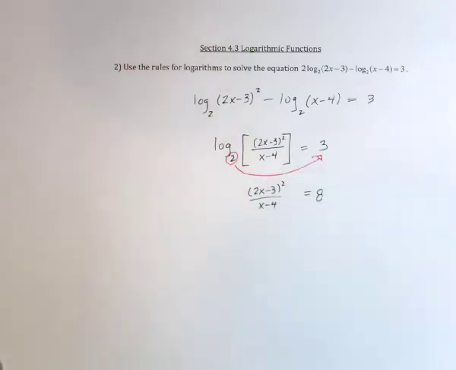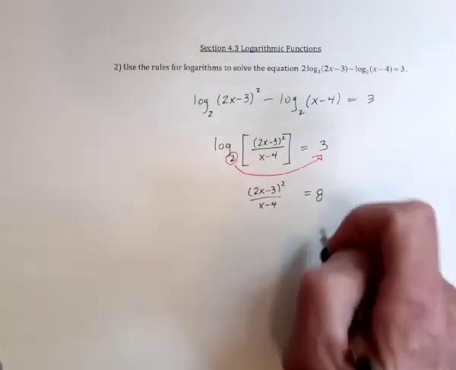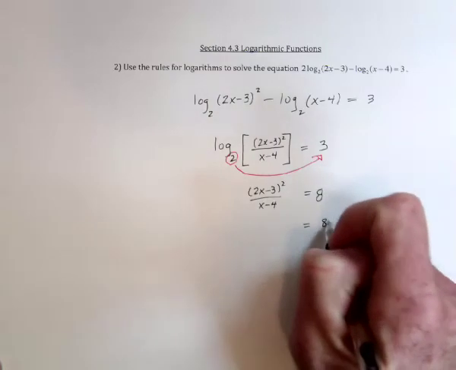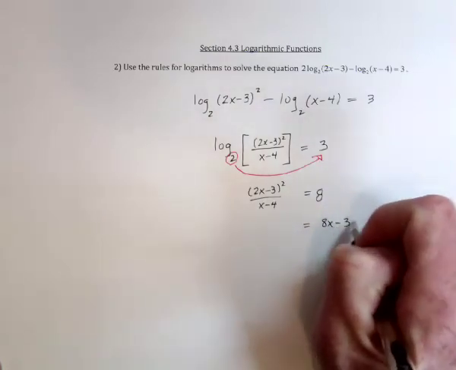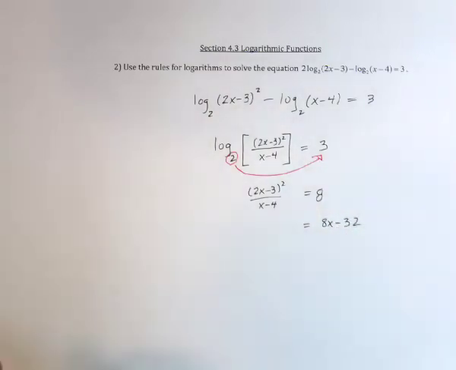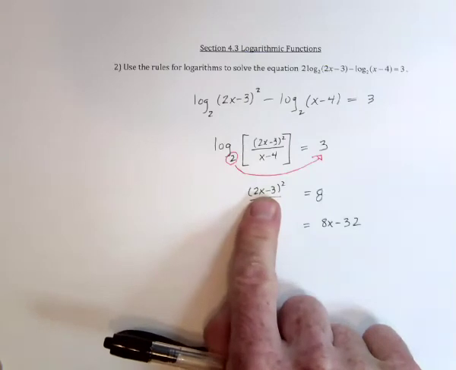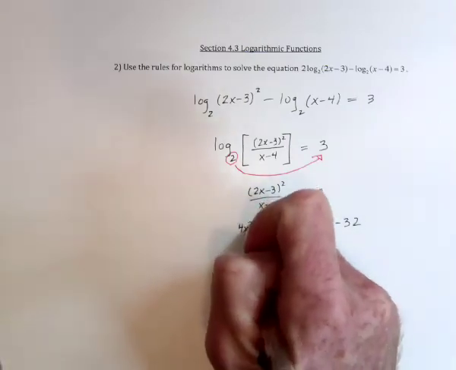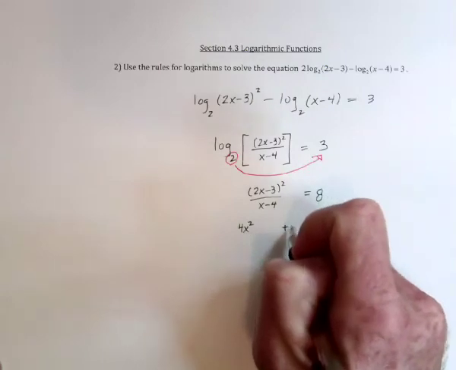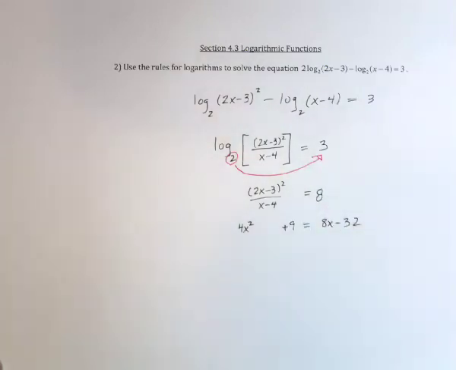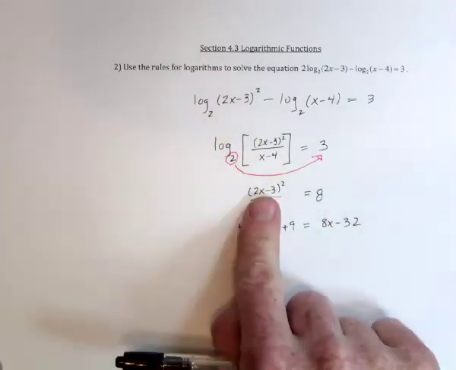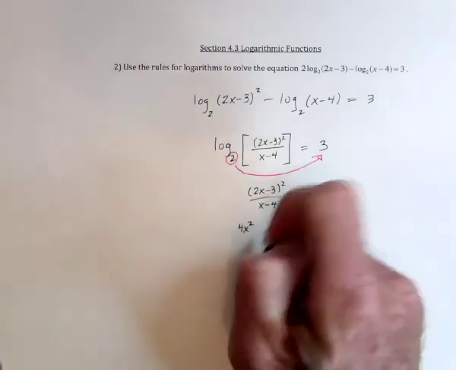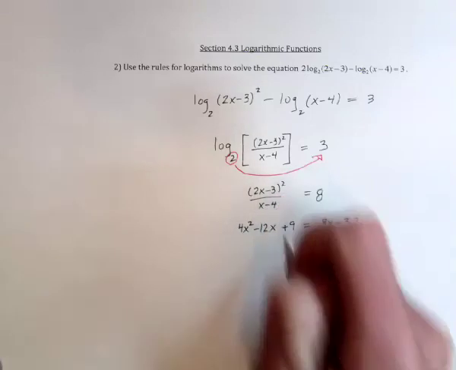So next, multiply both sides by x minus 4. So the right hand side is going to have 8x minus 32. The left hand side, I need to square this binomial. So square the first entry to get 4x squared. Square the negative 3 for a positive 9. And then for the middle term, multiply these two together and then double it. So negative 6x gets doubled, negative 12x.